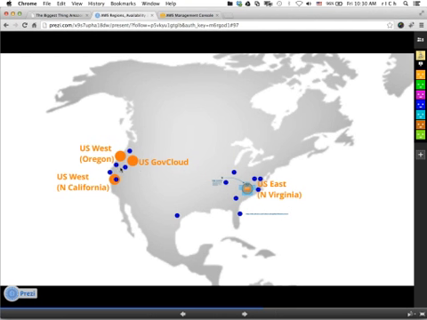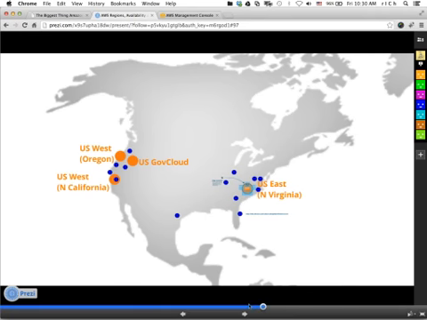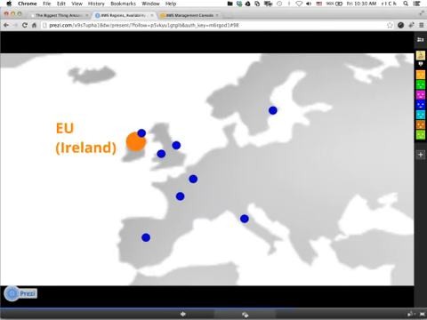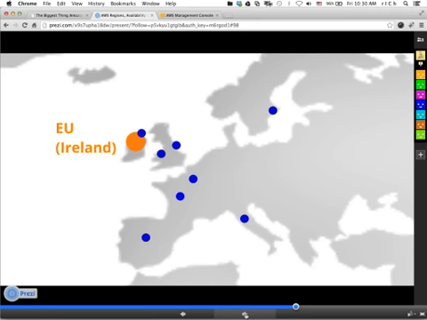So US GovCloud was essentially created for the US government to meet their needs, and if you are a government customer or you're servicing government customers, you can get access to that data center. There's also one region in Europe called EU Ireland, again with many point of presence locations around there.